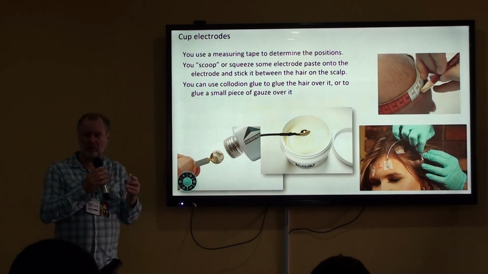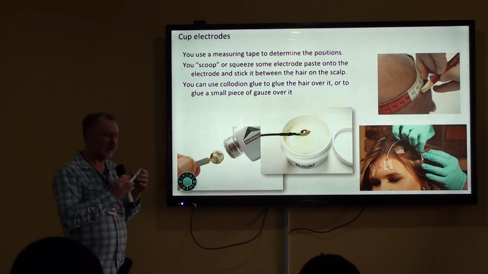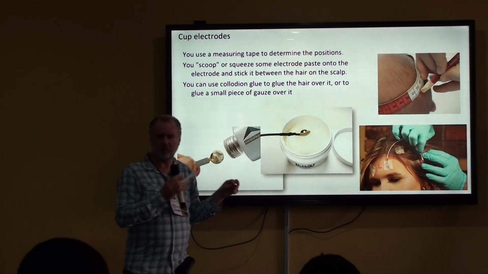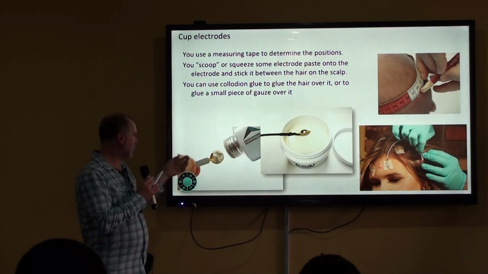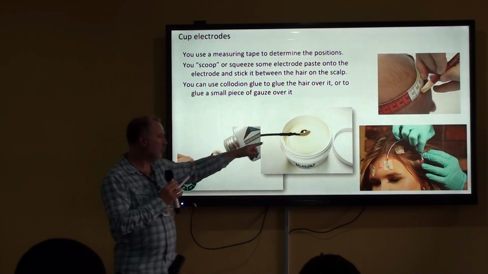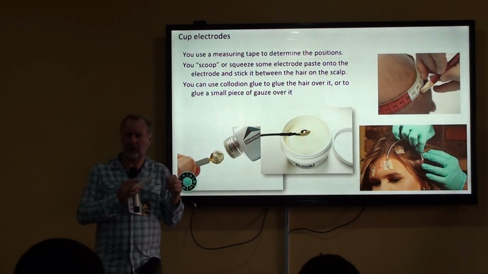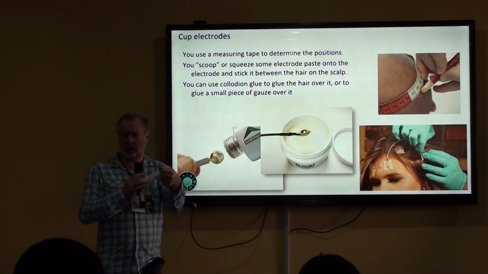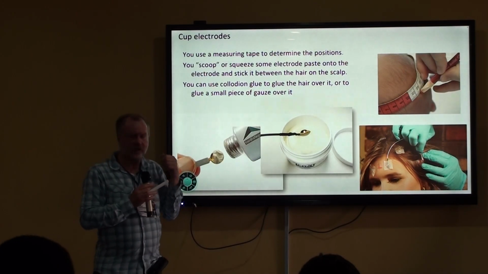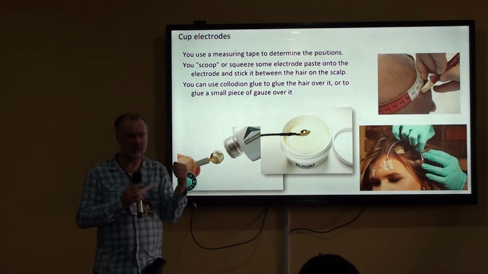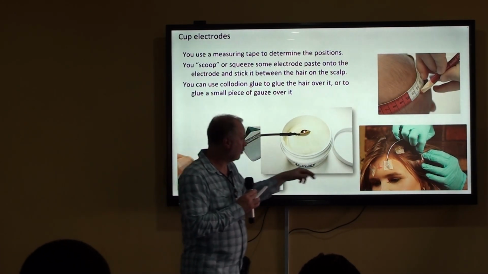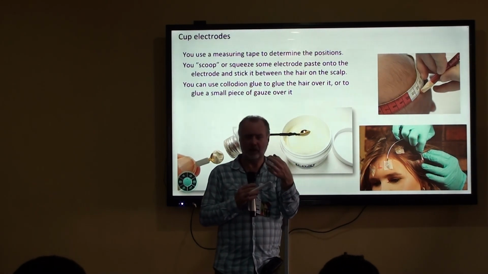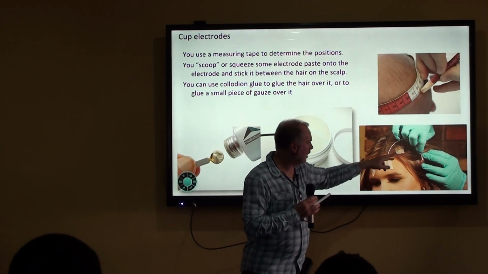So cup electrodes are used with paste, and the paste is either in a tube like this or in a jar like this, and this paste is pretty sticky. So what we do is we scoop a little bit of paste, and then we press it between the hair on the scalp, and then it more or less sticks. And in order to improve the stickiness, we can use gauze pads, and then you can put a small piece of tape over it on the forehead, or in between the hair.